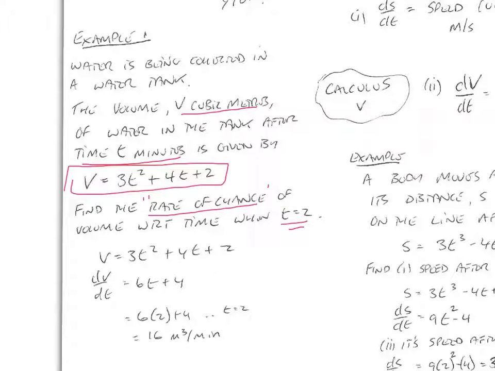So the rate of change is the slope. The slope is dy dx, or in this case dV dt. So V equals 3t squared plus 4t plus 2. dV dt must be 6t plus 4. t is equal to 2. Plug it in, and the rate of change of the volume at that time is 16 meters cubed per minute. Which means that the tank is filling by 16 meters cubed every minute at that time.